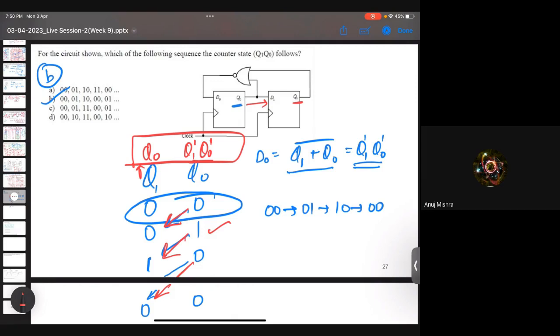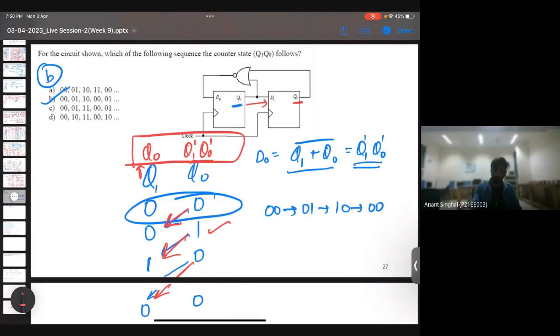So D naught is equal to Q1 plus Q naught bar. That's what we are getting from the circuit. D naught will be Q1 and Q naught getting NORed, so I've just written it as Q1 bar, Q naught bar. And D1 will be nothing but Q naught only, so Q1 will be Q naught. So I've just written Q1 will be Q naught in the next state, and in the next state Q naught will be Q1 bar, Q naught bar.